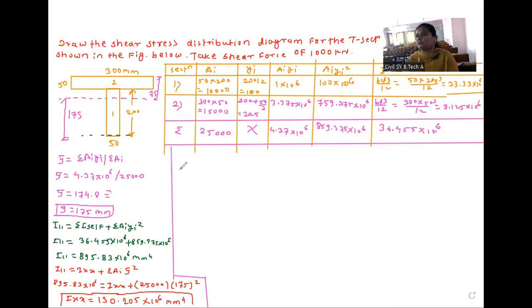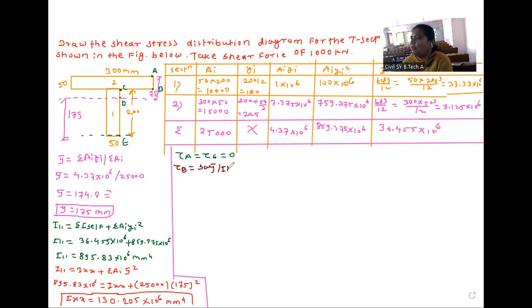Okay. So first, we will calculate shear stress at this A point. Suppose this is B point, this is C, this is D, and here E point is there. So shear stress at A, which is equal to shear stress at E, is equal to 0. After that, we will calculate at B.